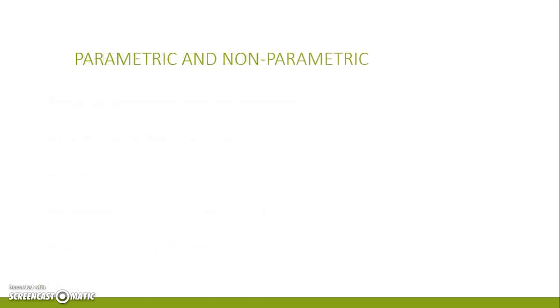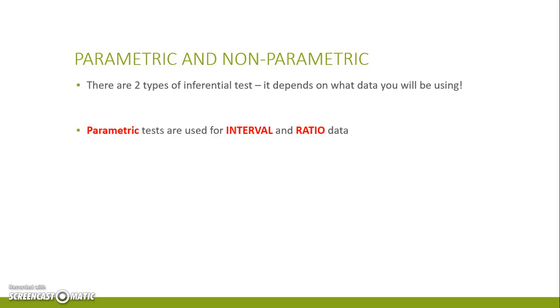Okay, so we've got parametric and non-parametric. There's a really easy way to remember the difference between these. If you think back to your second assignment, we looked at different classifications of data, and there's 6 of them. I just need you to remember 4 of them now. There are 2 types of inferential tests, and this depends on what data you'll be using. There's parametric or non-parametric tests, okay?